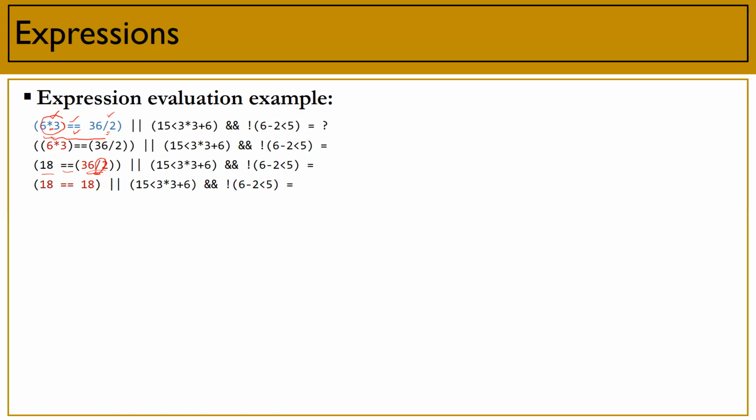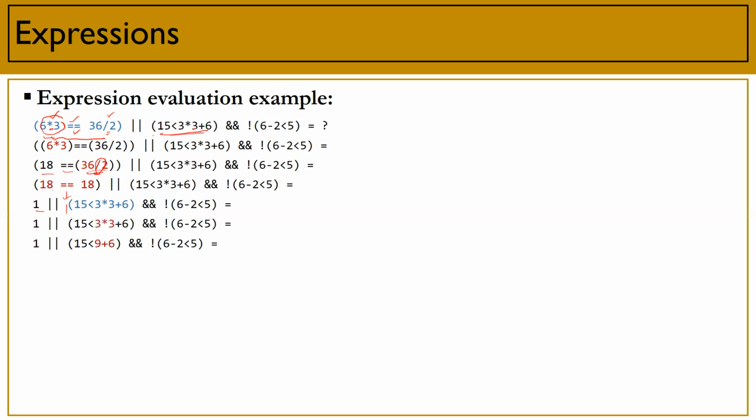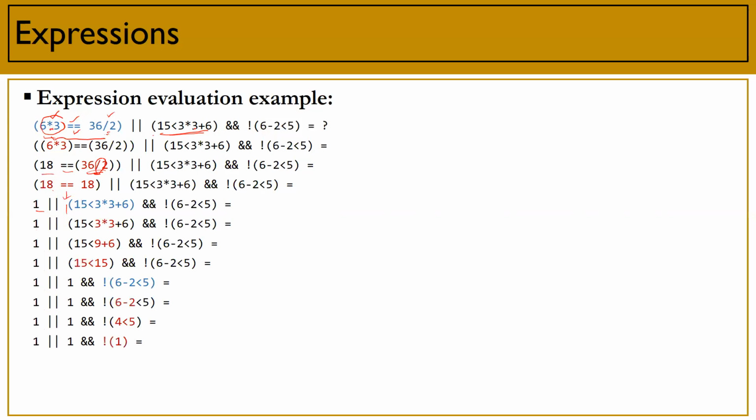So now you have 18 and 18, and they are compared for equality. Since they are equal, this will give you 1. So now you will have 1. Then the second thing you have to evaluate is whatever you have inside this parenthesis. You will go on in this way, and at the end, you will get 1 logical OR with 0.